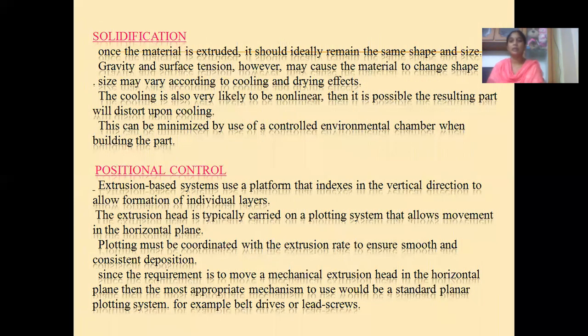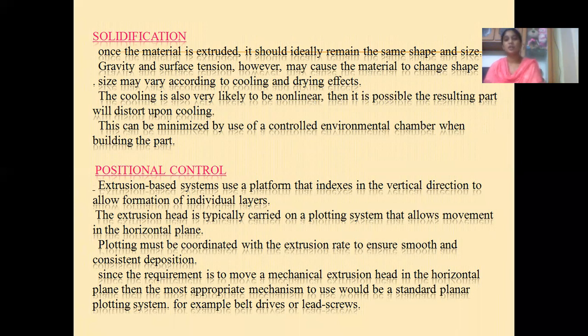That means when the product is moving on, the material which we are taking can easily have heat produced. If heat is produced, it means automatically the solidification. I am talking about the solidification process. Before programming, we have to do the solidification process to the product. And the cooling is also very likely to be non-linear, so it is possible that the resulting part will be distorted. Okay, the positional controller.